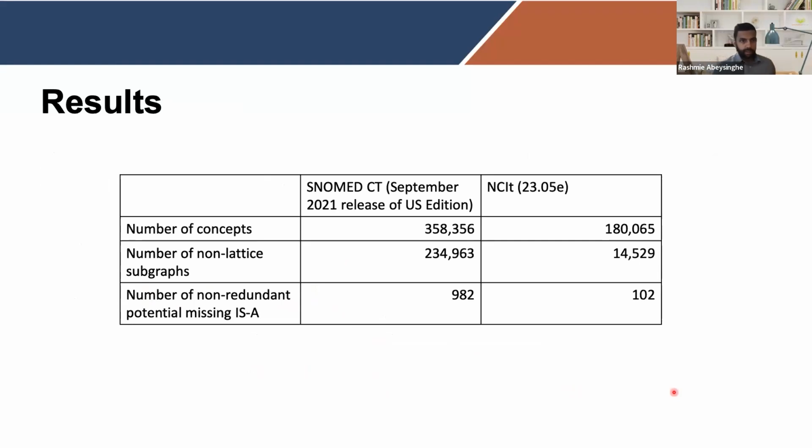So in terms of the results, SNOMED CT had around 350,000 concepts, and NCI Thesaurus had around 180,000 concepts. These are the numbers of non-lattice subgraphs: 234,000 for SNOMED CT and 14,000 for NCI Thesaurus. And these are the numbers of non-redundant potential missing Isa relations identified: 982 for SNOMED CT and 102 for NCI Thesaurus.